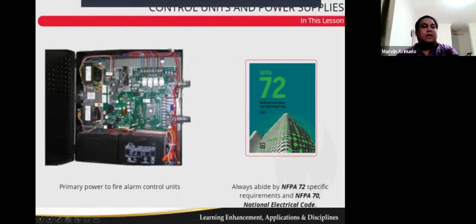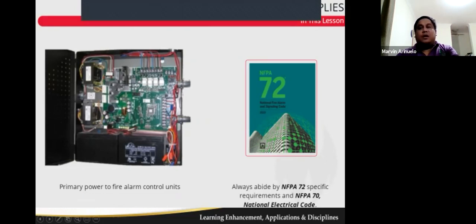So in this section, many electrical contractors run the primary power to fire alarm control units every day. Some have performed this installation so many times that it becomes almost second nature to them. However, they must always abide by NFPA 72 specific requirements, in addition to the requirements of NFPA 70, and the National Fire Alarm Code.